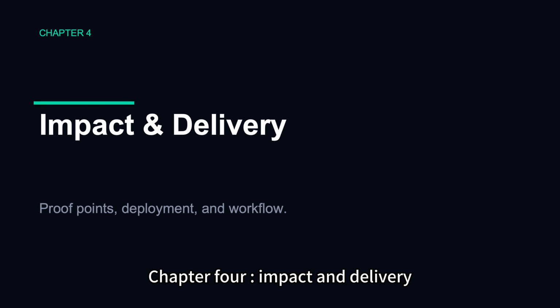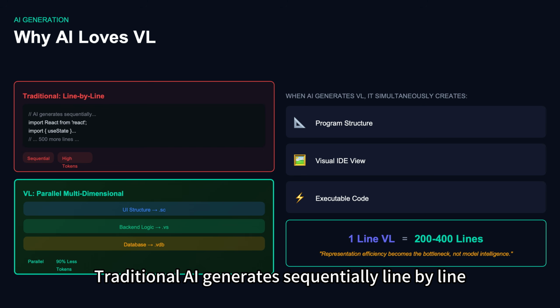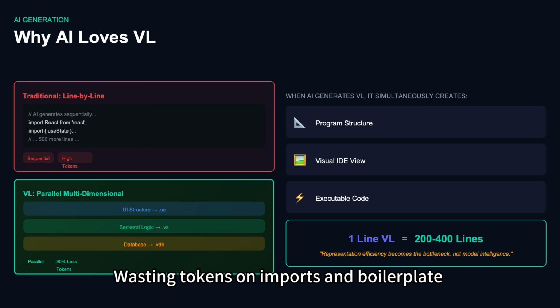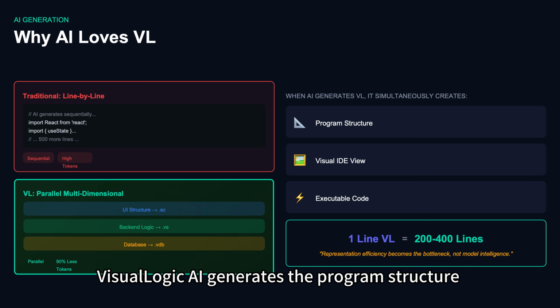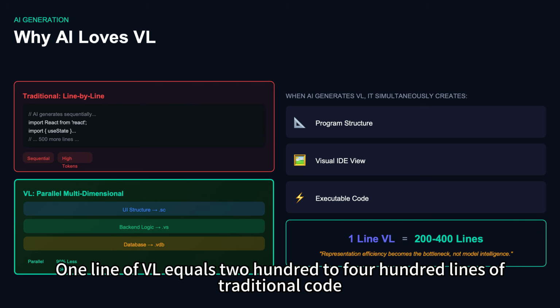Chapter 4: Impact and Delivery. Let's look at the proof, the scaling, and the workflow. Why does AI love VisualLogic? Traditional: AI generates sequentially, line by line, wasting tokens on imports and boilerplate. VisualLogic: AI generates the program structure, visual view, and executable code simultaneously. One line of VL equals 200 to 400 lines of traditional code.